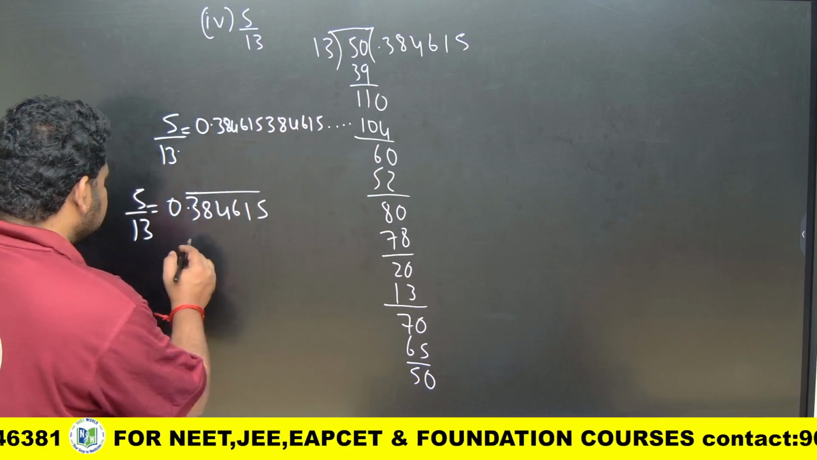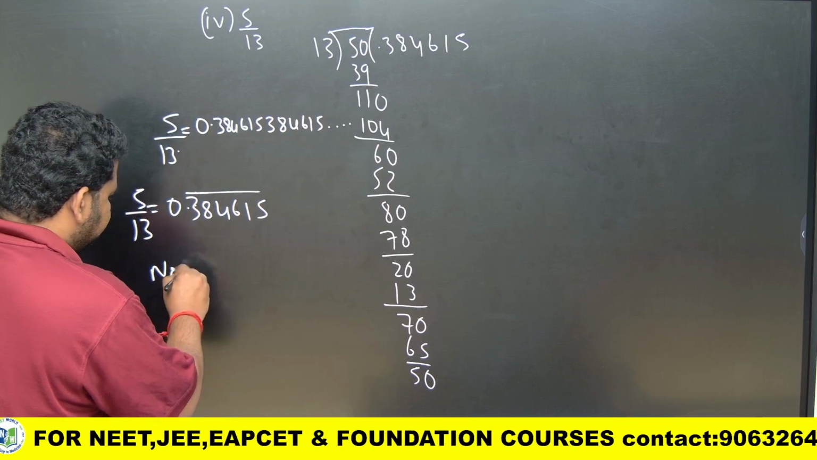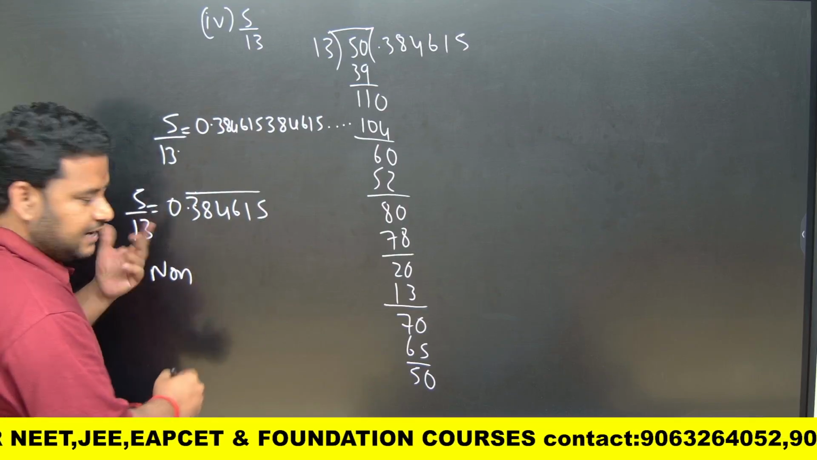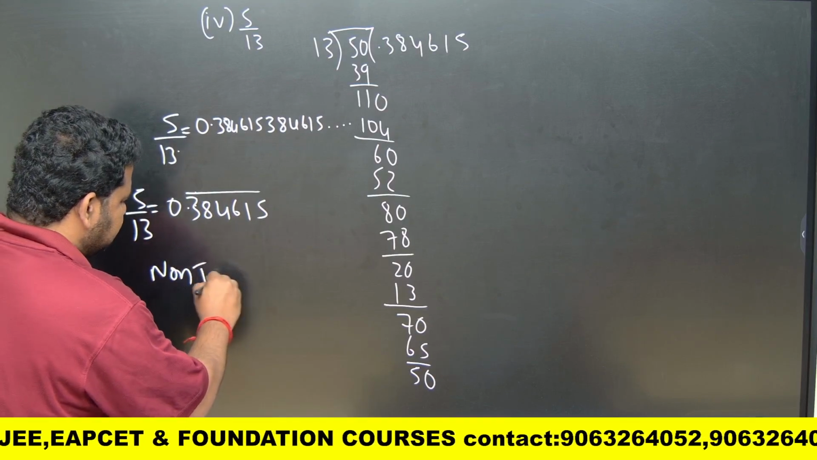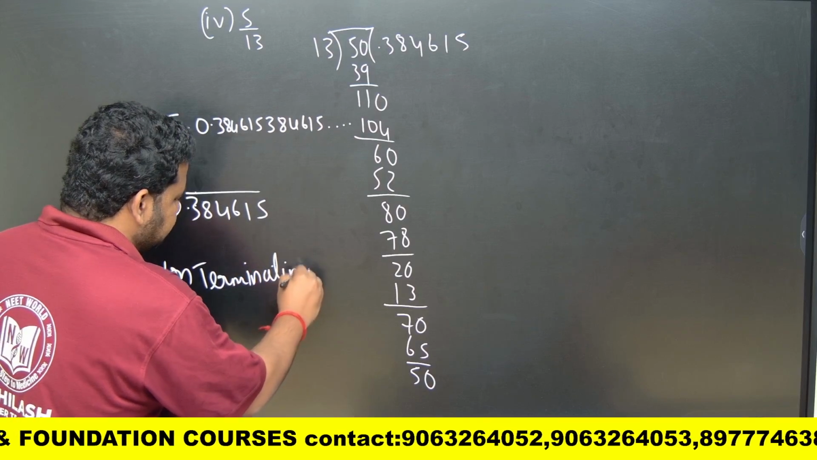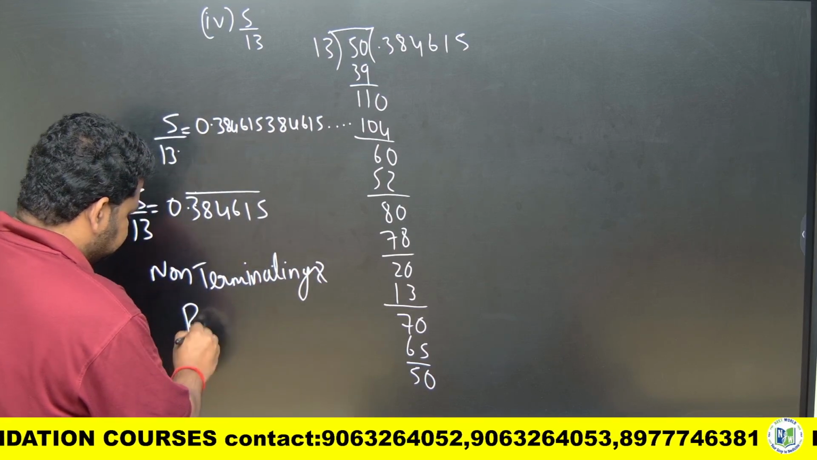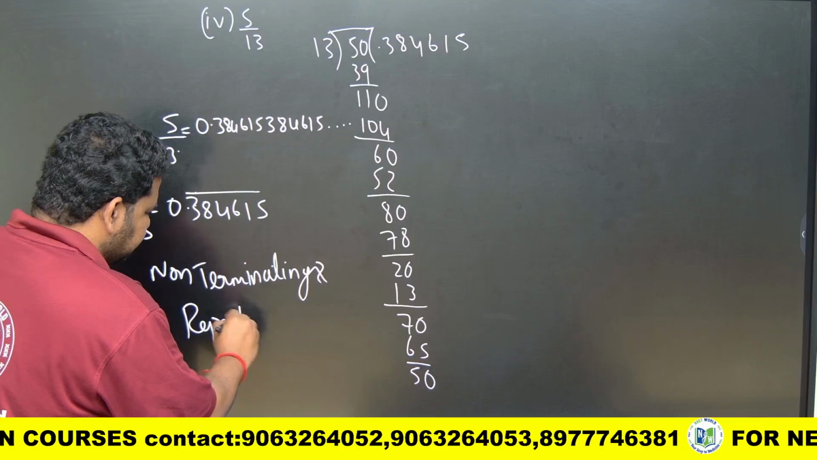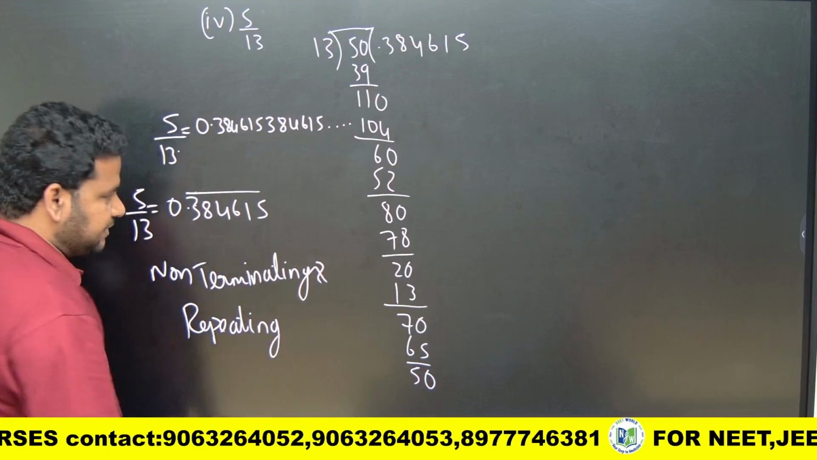Okay, so this is 0.384615 bar. This is non-terminating, correct? And is it repeating? Yes, definitely it is repeating. So we got the decimal expansion of this number, and this is non-terminating and repeating.